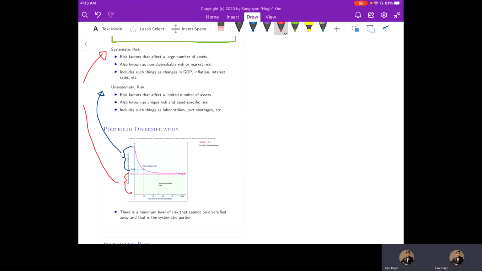By including more and more stocks in your portfolio, you can reduce total risk more and more, but only to a point. There's a minimum level of risk that cannot be diversified away, no matter how many stocks you hold in your portfolio. And that's the systematic portion of total risk.